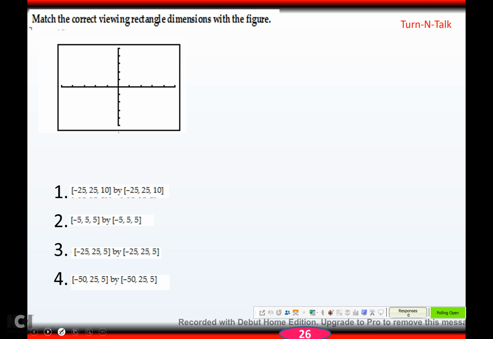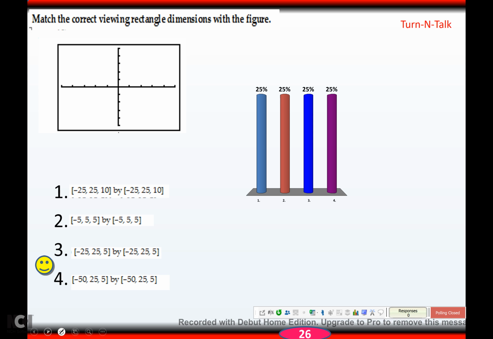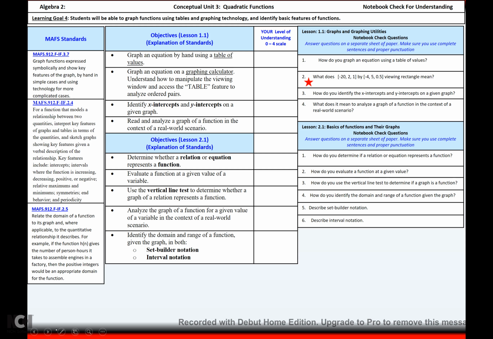Okay, looking at the window and my choices, the only one that makes sense is this one. If this is negative 25 to 25 and this is 0, 0, counting by 5s would make this 5, 10, 15, 20, 25. That works. Same with the bottom to top. Okay, so you can explain the meaning of that window.